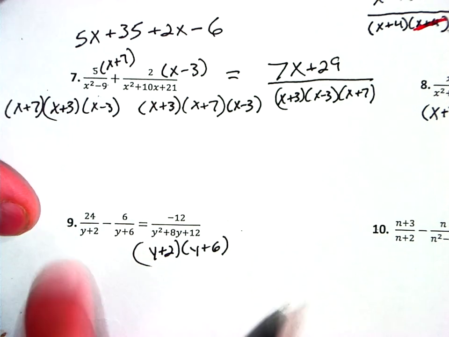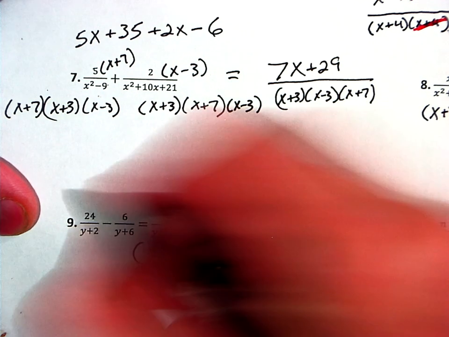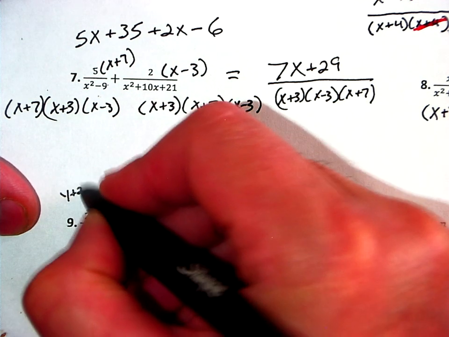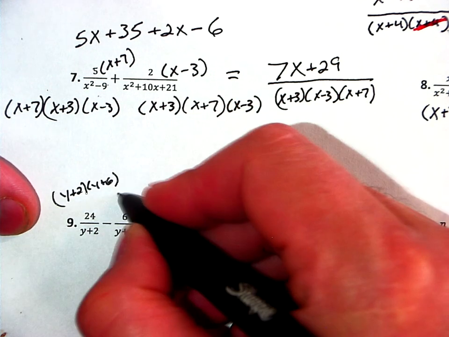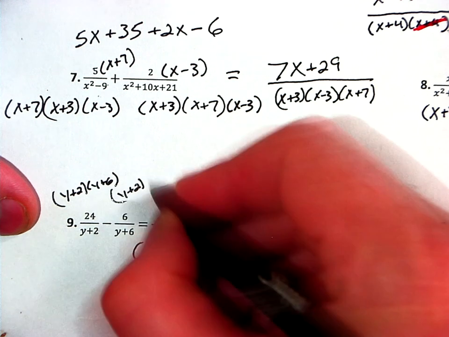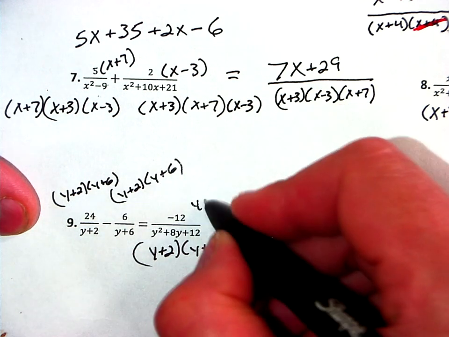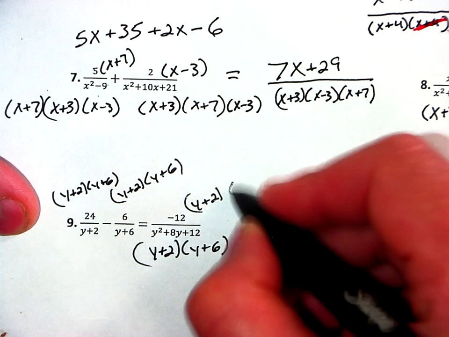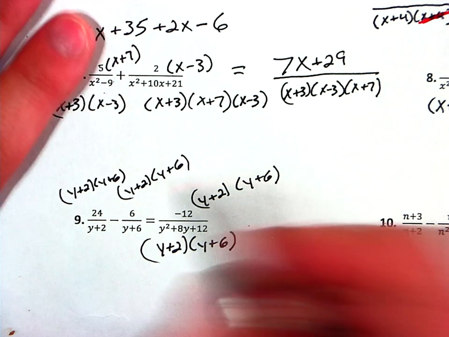So now I need to multiply each one of these 3 terms by the least common denominator. So I'm going to multiply this by y plus 2, y plus 6, y plus 2, y plus 6, y plus 2, y plus 6. Once I do that, I'm going to cancel out as much as I can, and you should not have a numerator. You should not have a denominator left.